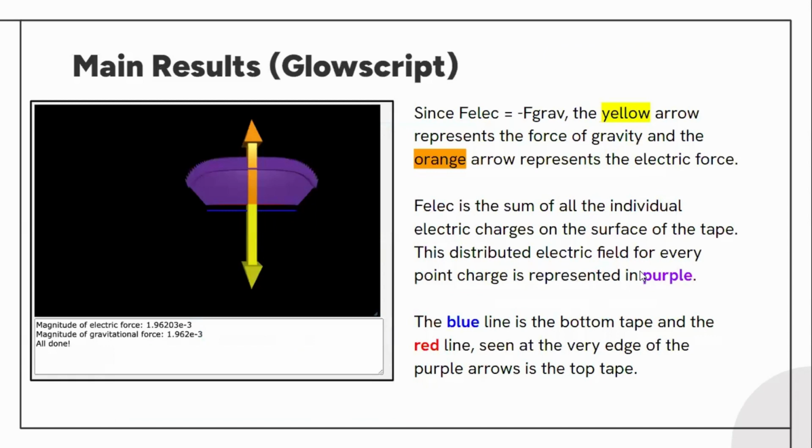The yellow force was equal to the force of gravity. The orange arrow was the electric force. F elect is the sum of all the individual electric charges on the surface of the tape. This distributed electric field for every point charge is represented by the purple arrows as seen in the image to the left. The blue line is the bottom tape, and the red line seen at the very edge of the purple arrows is the top tape.